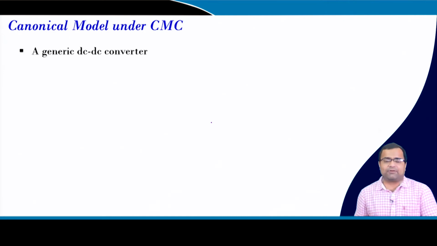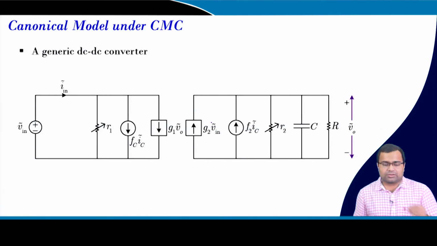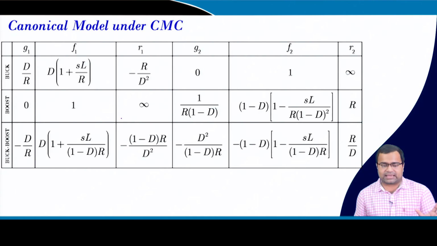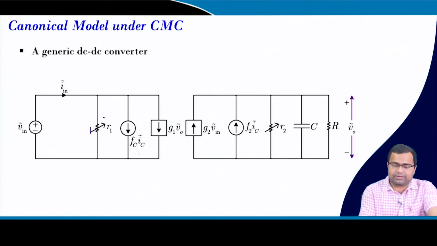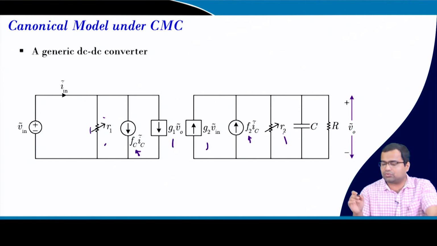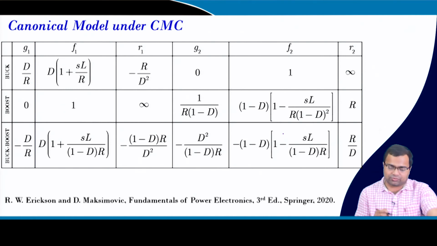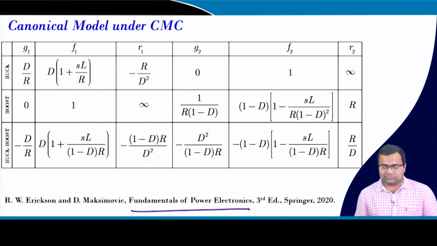Now, canonical form under current mode control. This method can be applied to, we did it for a boost converter, we can do it for a buck converter, for a buck-boost converter. If we apply it, then we can get the input current. Similarly, the equivalent, so this is a generic representation, okay? And in this canonical table, the values of this Fc, F2, R1, then G1, G2, R2, everything is given in this canonical form, and for further detail you can refer to this book. Okay.